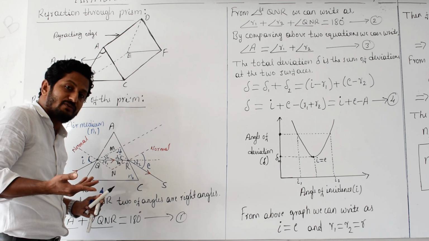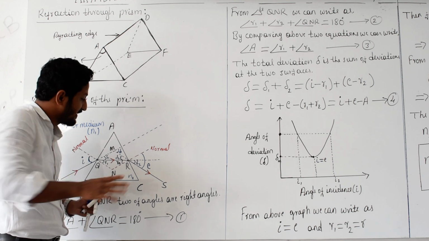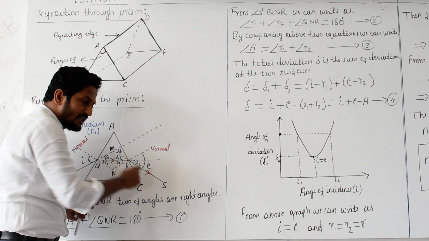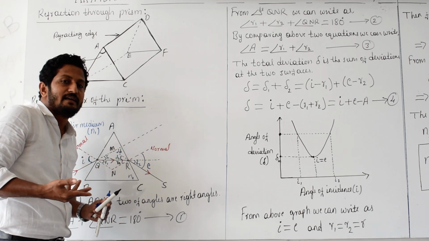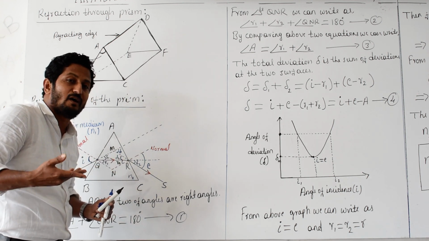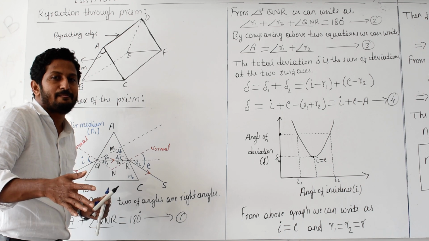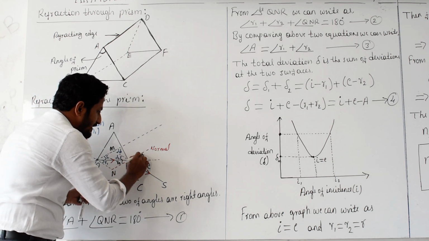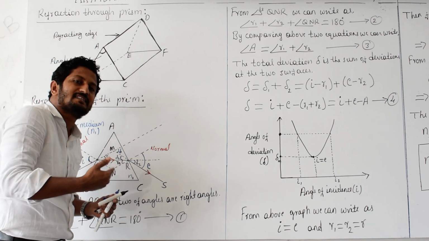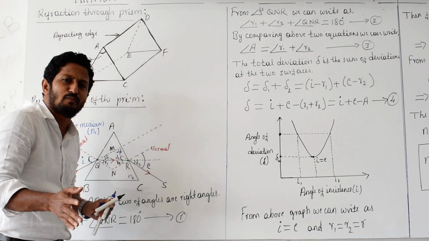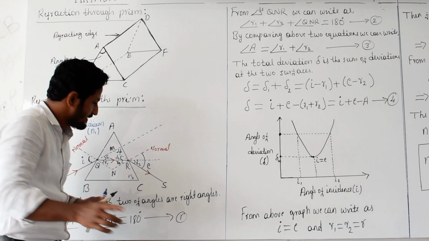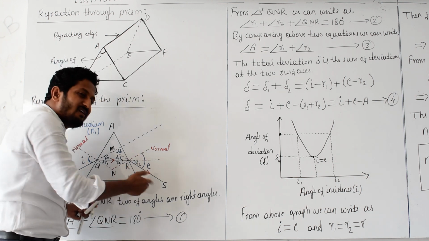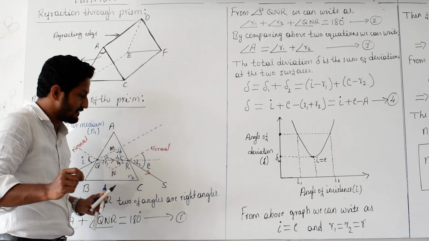Are you getting what I mean to say? Emergent angle, final. RS light is the emergent light, the light ray which is coming out from the prism. So that angle, instead of calling it the angle of refraction, we name it the emergent angle. Both are the same. This is the emergent or refracted angle.